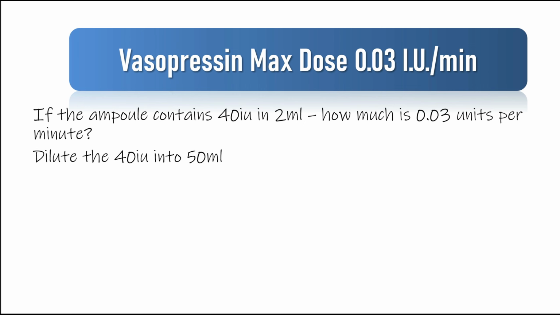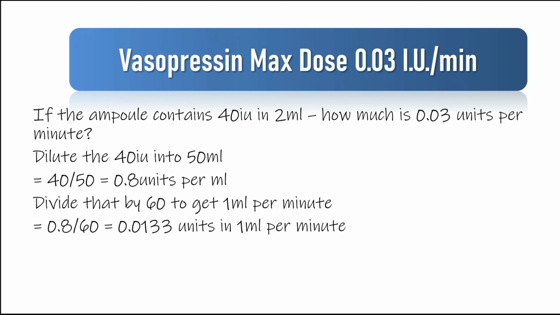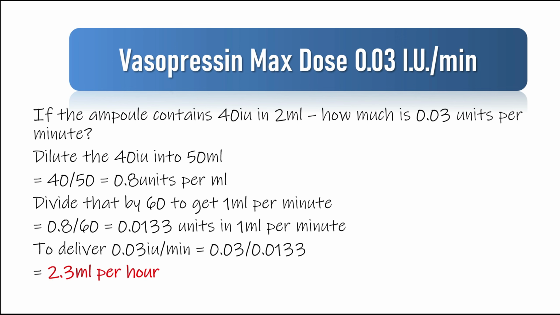We're going to add that 40 units to 48 mils of saline, and that is 0.8 units per mil, 40 divided by 50, and then divide that by 60 to get 1 mil per minute. So 0.8 divided by 60 gives us 0.0133 units in 1 mil per minute. Now we need to figure out how to get 0.03 units per minute, and that's very easy. Divide 0.03 by 0.0133, and that works out at 2.3 mils per hour. And that is the correct dose to use in sepsis in the ICU.